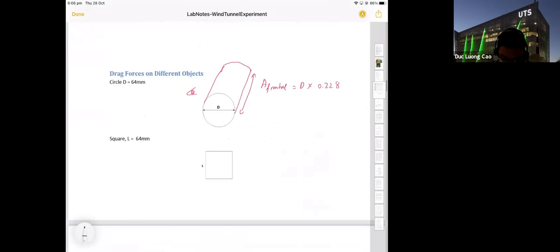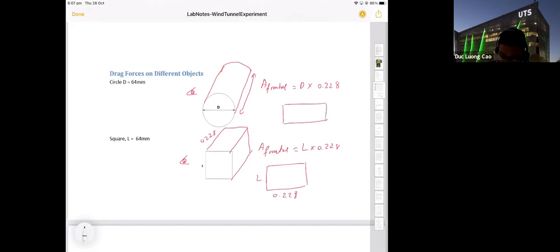Similar for the square. For the square, the length is L, and you see it from this way. So A frontal is L times 0.228, a rectangle, where one side is L and the other is 0.228. For the cylinder, you have a rectangle with D and 0.228.